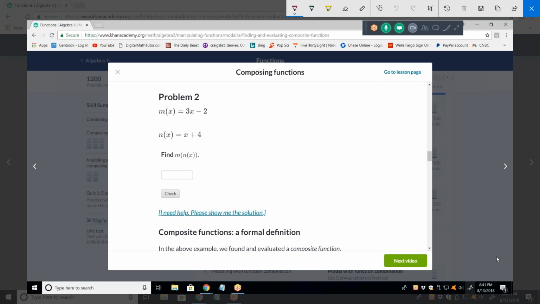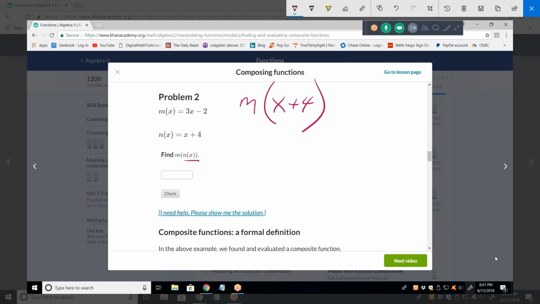What is m of n of x? They haven't given us any numbers for x, so we're going to have an answer that is in terms of x. So first of all, what is it? m of what? Oh, yeah, n of x is x plus 4. So it's really m of x plus 4.